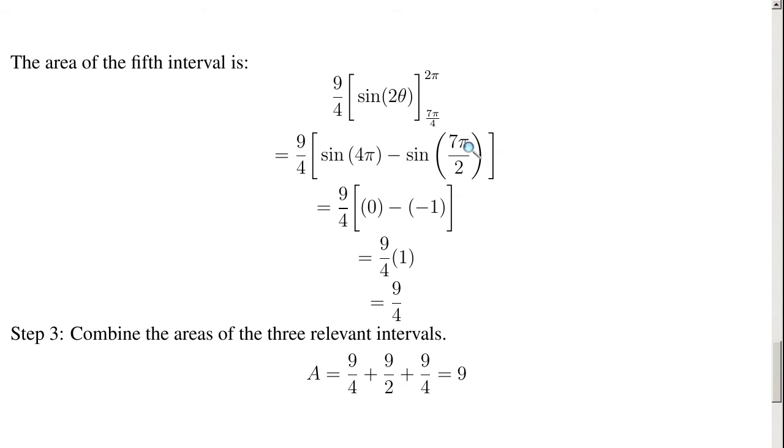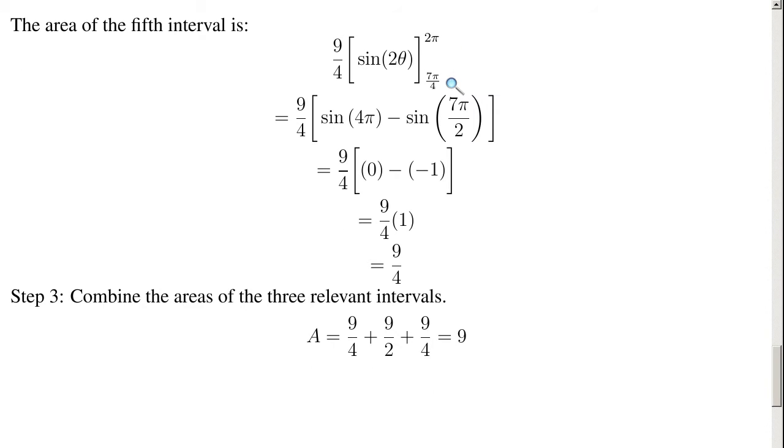On to the fifth interval. Upper limit, 2 pi. Lower limit, 7 pi over 4. Plugging everything in. Sine of 4 pi is the same as sine 0, which is 0. Sine 7 pi over 2 is the same as sine 3 pi over 2, which is negative 1. 0 minus negative 1 is 1. Comes out to 9/4.